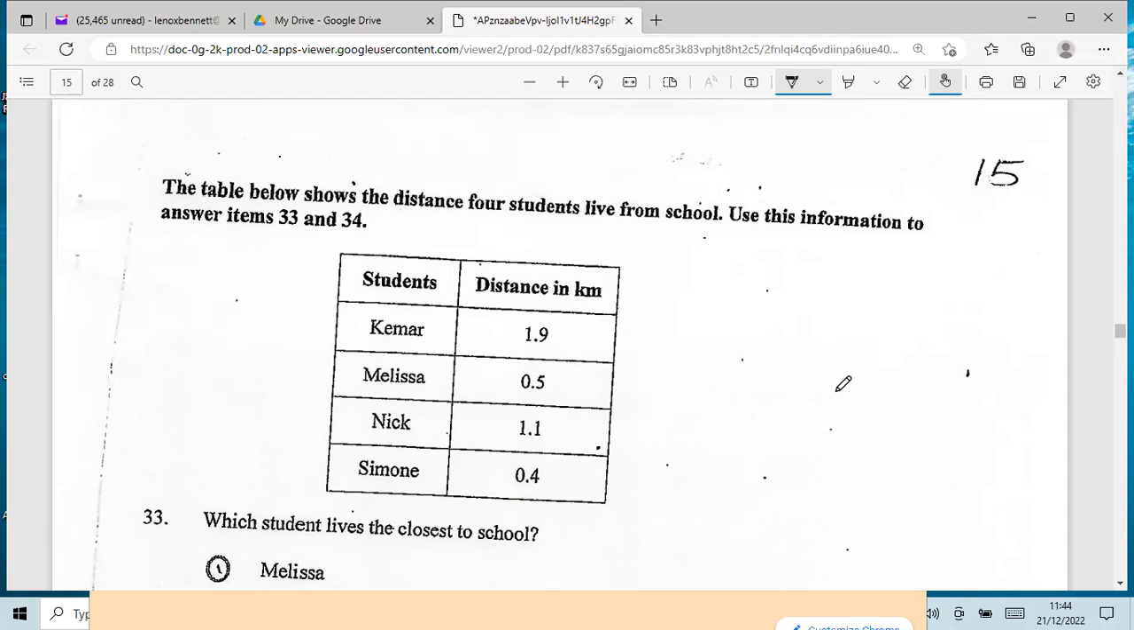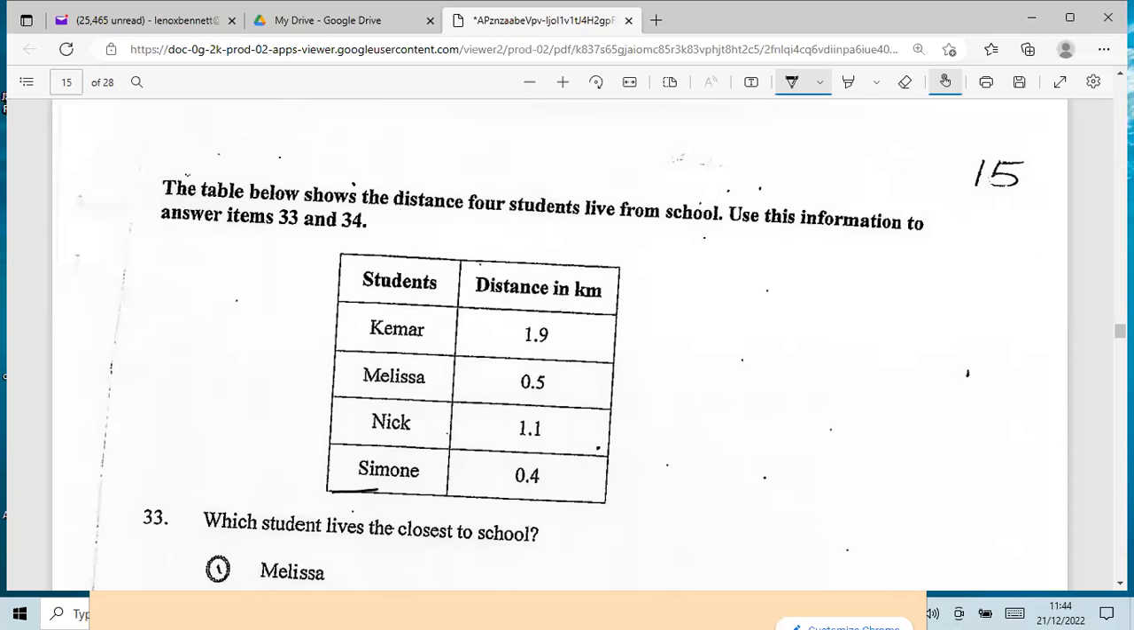The table below shows the distance for 4 students who live from school. Use the information to answer items 33 and 34. So Kemar, his distance in kilometers, Kemar 1.9 kilometers. Melissa, pick up yourself, Melissa. You're online. 0.5. Nick 1.1 and Simone 0.4 kilometers. Which student lives the closest? Without me showing you the names, which student lives the closest, guys, to school? Simone. Very good. 0.4 kilometer.